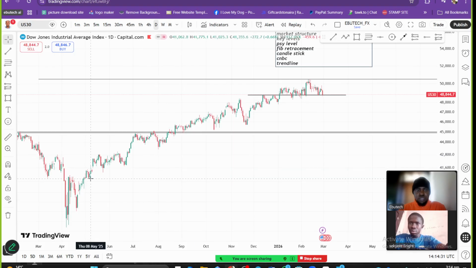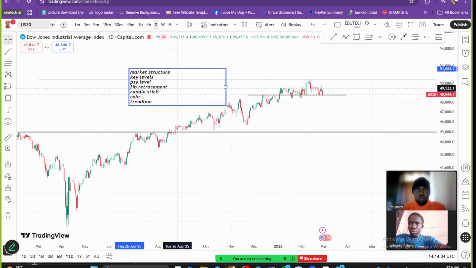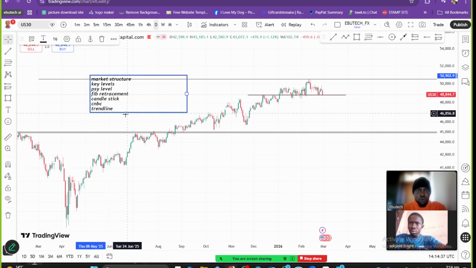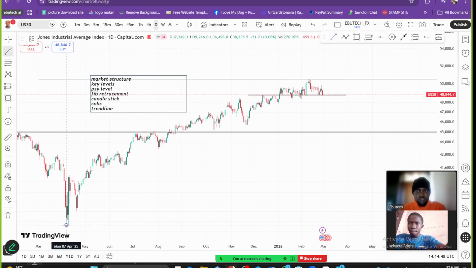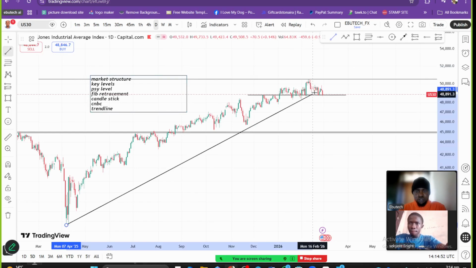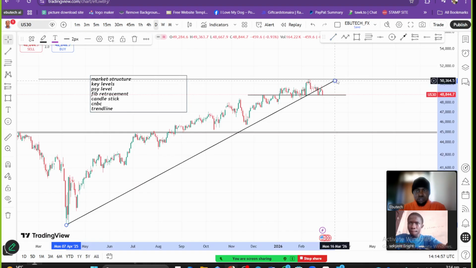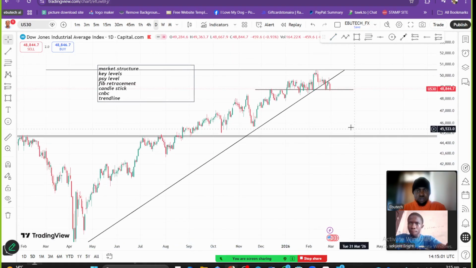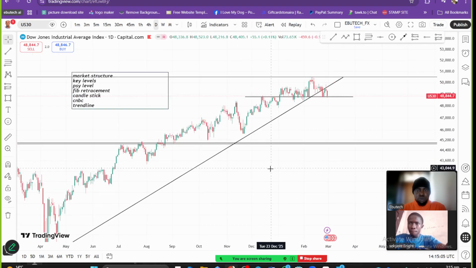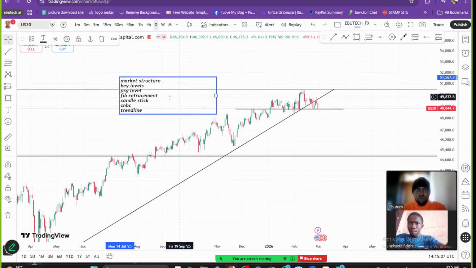Now we need to bring down our trend line, right? So this is our trend line. Now we have brought down our trend line. What else are we going to be looking out for?